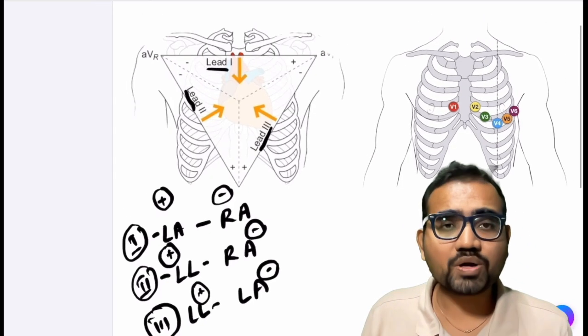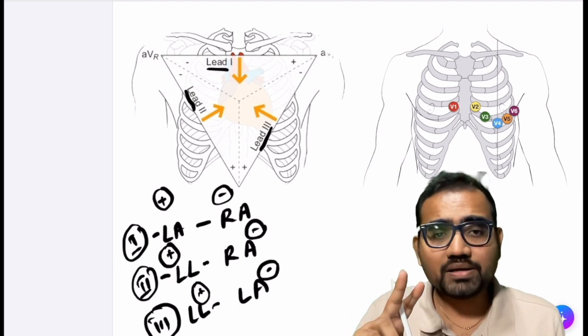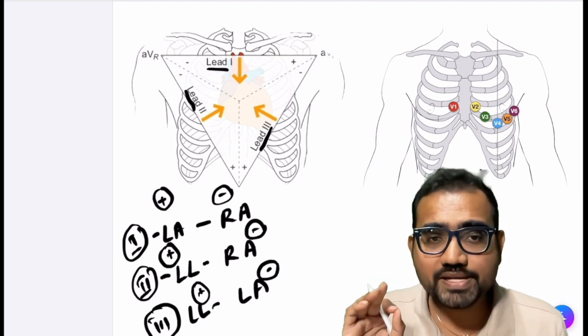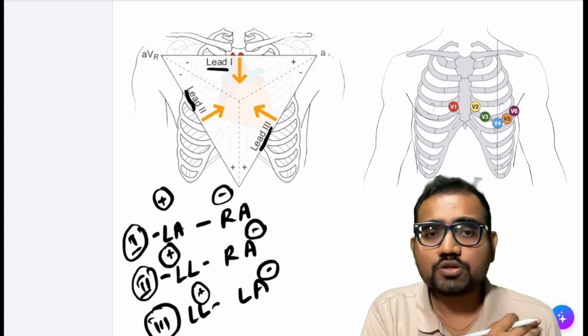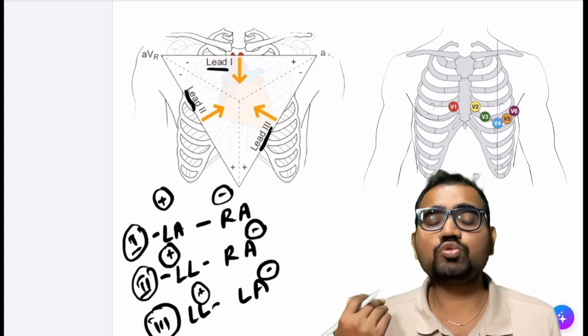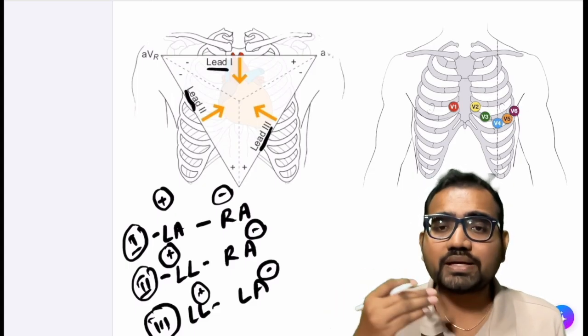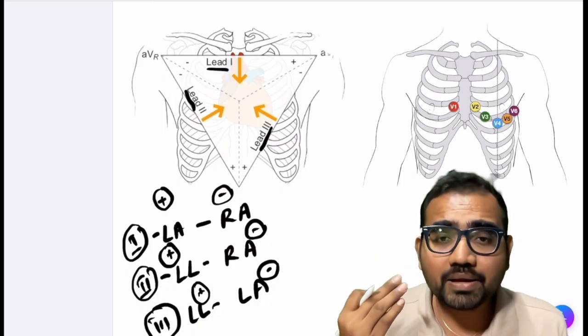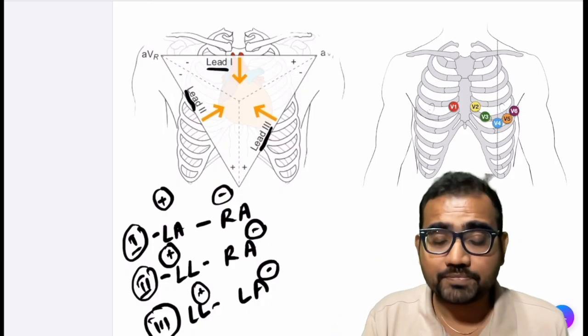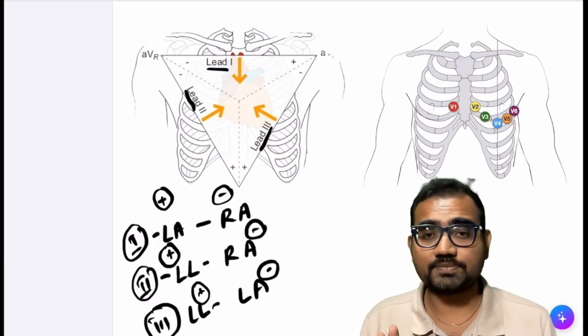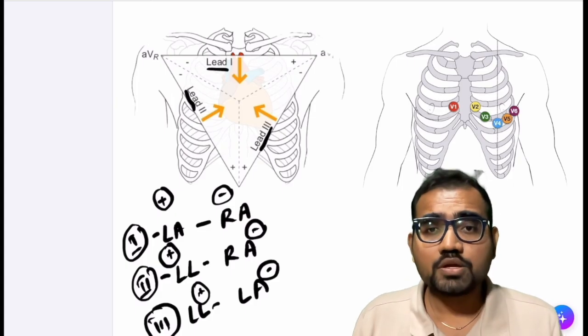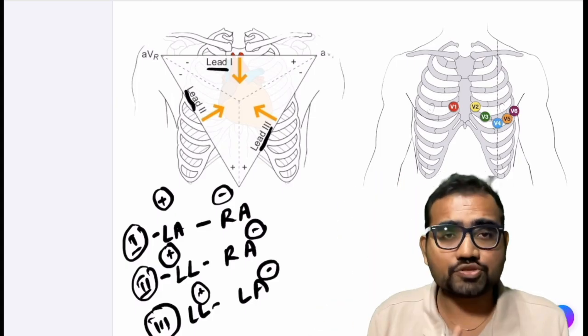So this is what the leads are about. Lead 1, lead 2, lead 3. Lead 1, I'm connecting the left arm to the right arm. Lead 2, I'm connecting the left leg to the right arm. Lead 3, I'm connecting the left leg to the left arm. My right leg is kept as earth. It is ground. So this is what the lead connections are all about.